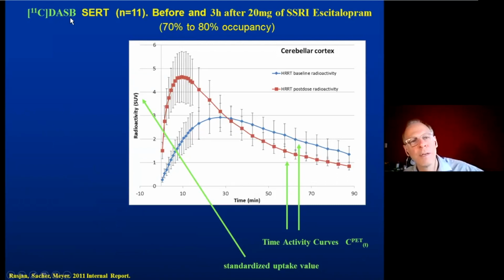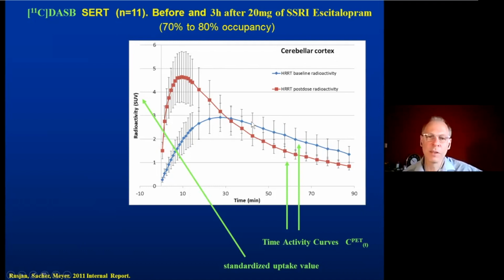Carbon 11-B is the radioligand that binds to the serotonin transporter. And these are the time activity curves of the cerebellar cortex before and after a selective blocker of the serotonin transporter in a very high dose. There is very little serotonin transporter, a very low concentration, in the cerebellar cortex. Basically, these time activity curves are not showing a change of concentration of serotonin transporter in the cerebellar cortex.